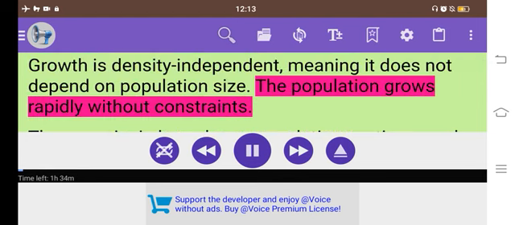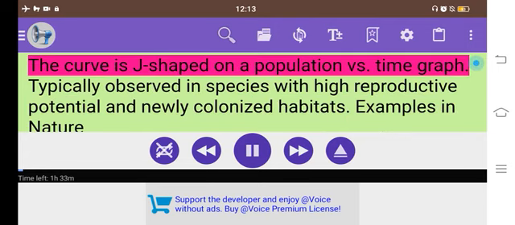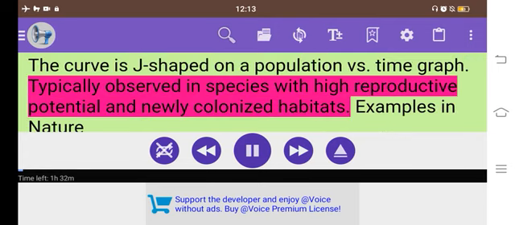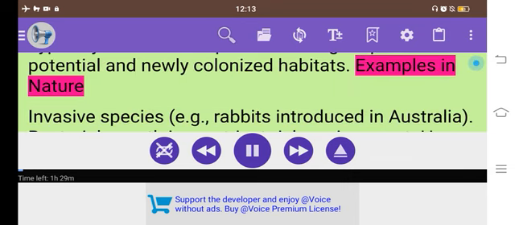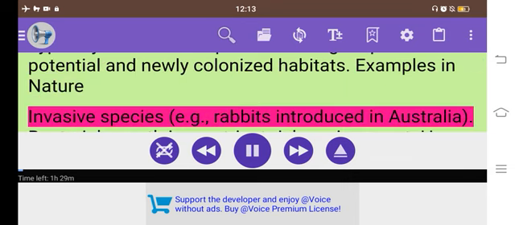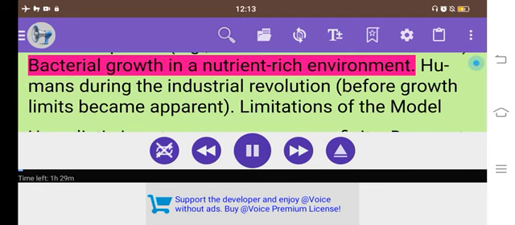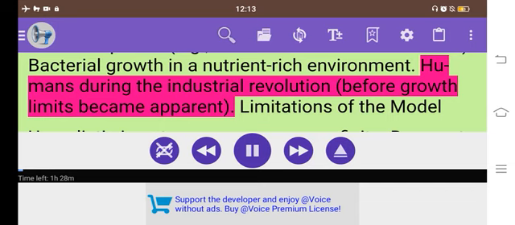The population grows rapidly without constraints. The curve is J-shaped on a population versus time graph, typically observed in species with high reproductive potential in newly colonized habitats. Examples in nature. Invasive species, e.g., rabbits introduced in Australia. Bacterial growth in a nutrient-rich environment. Humans during the Industrial Revolution before growth limits became apparent.